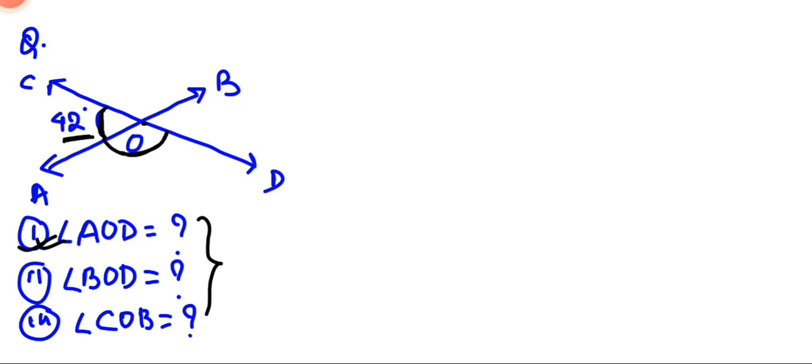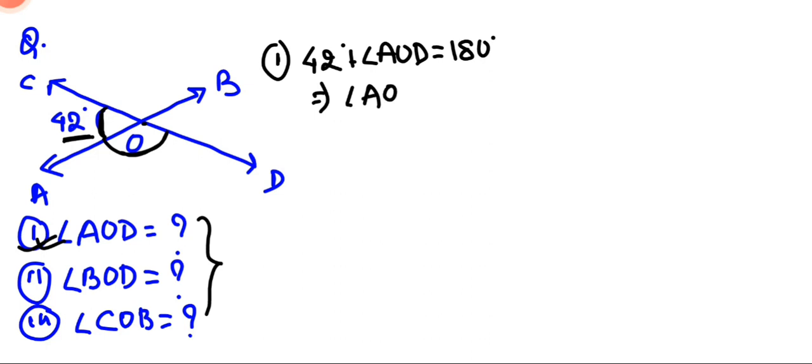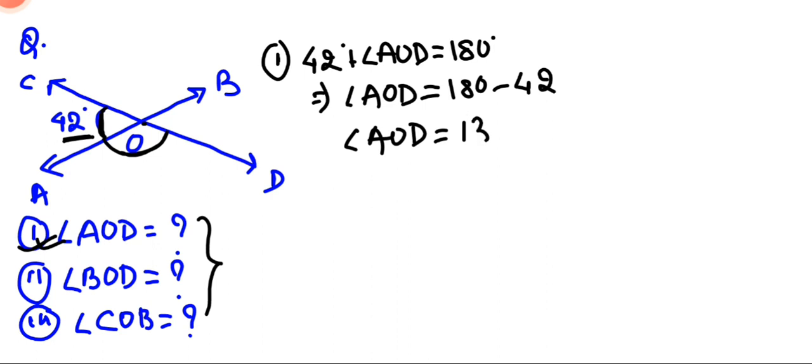We know students, COD is a straight line, therefore the sum of 42 degree, this one, and angle AOD, that is 42 degree plus angle AOD will be equal to 180 degree, being linear pair of angles. Therefore, angle AOD will be equal to 180 minus 42 degree, which can be written as angle AOD, that is 180 minus 42 will be equal to 138 degree. Clear? Now, let's see the second question.